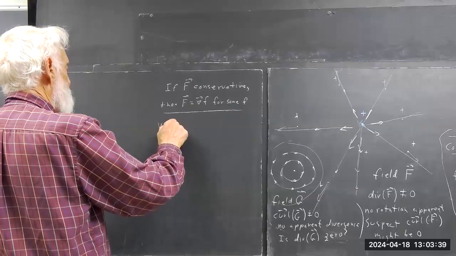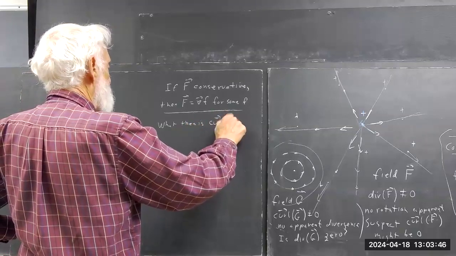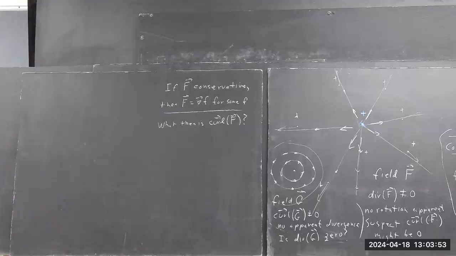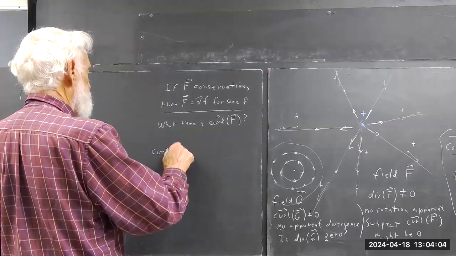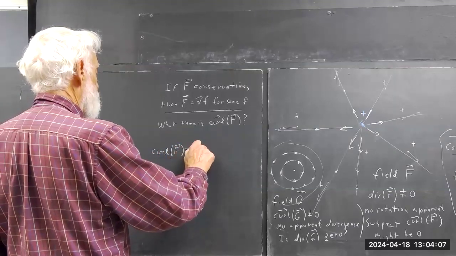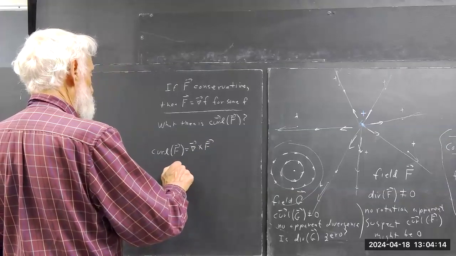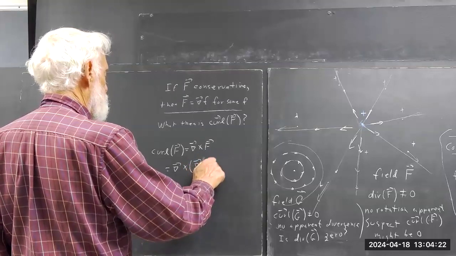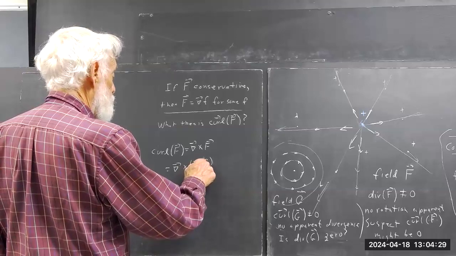What is the curl? Well, the curl is del cross F, which is del cross del f, right? Well, right on. What do we mean by del cross del f?